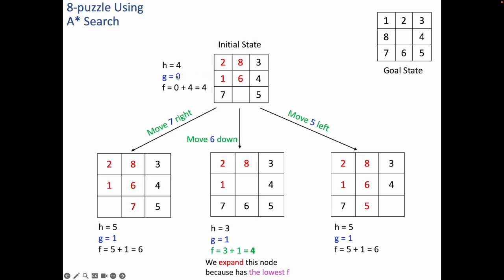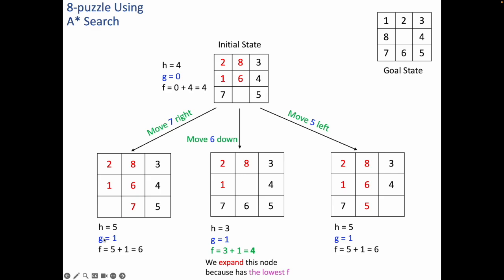Why is G 0? It's the depth of our tree. Yeah, so G is depth here. G in general is your cost from the initial state to where you are now, okay? So in the context of, for example, 8 puzzle, you can consider it as a depth, right? Now, at the initial state, depth is 0.